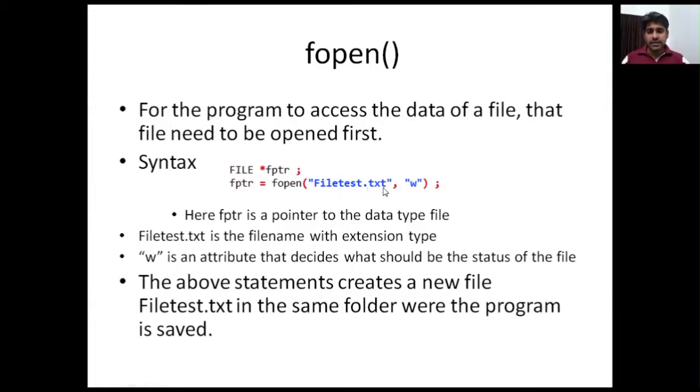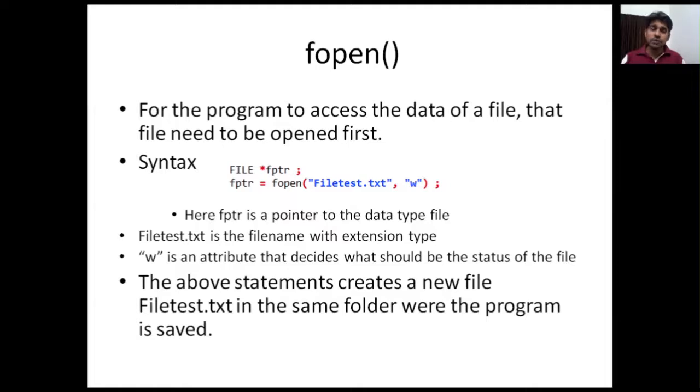Then this file test.txt, that is basically the file name. And when we are specifying the file name, we should be very careful. When we simply say file test.txt, the control will be searching in the folder where we are saving the C program, whether a file test.txt is available, or it will be creating a file in that folder itself.